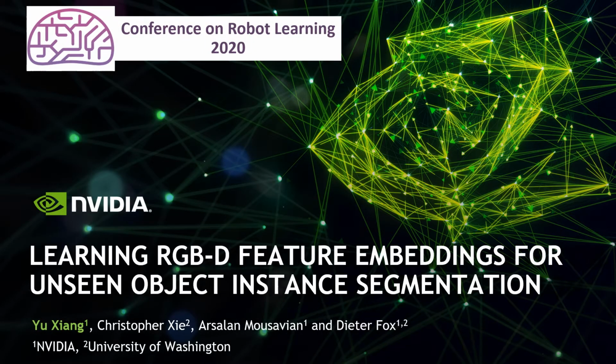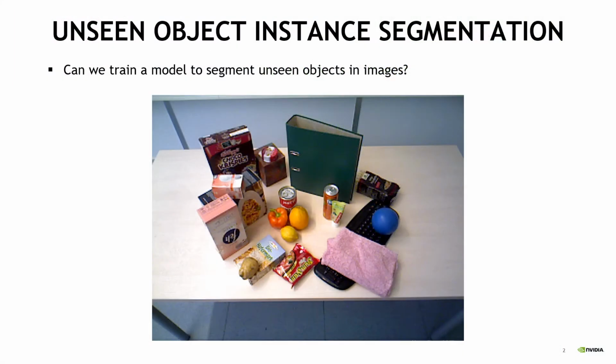I'm going to present our work, Learning RGB-D feature embeddings for unseen object instance segmentation. For a robot to work in unstructured environments, it will encounter objects it has never seen before. The question we're interested in here is, how can we train a model to segment unseen objects in images?